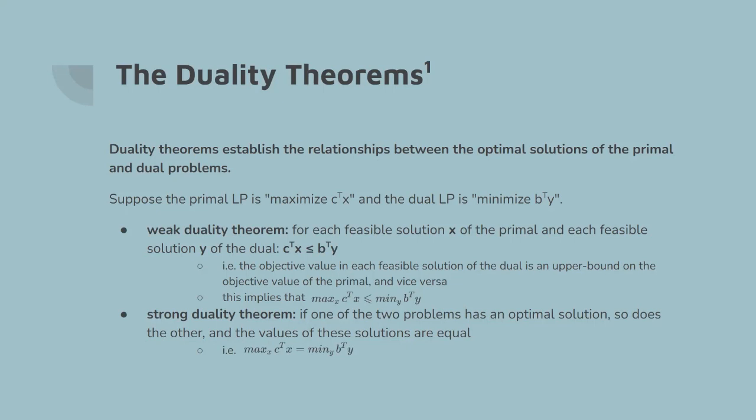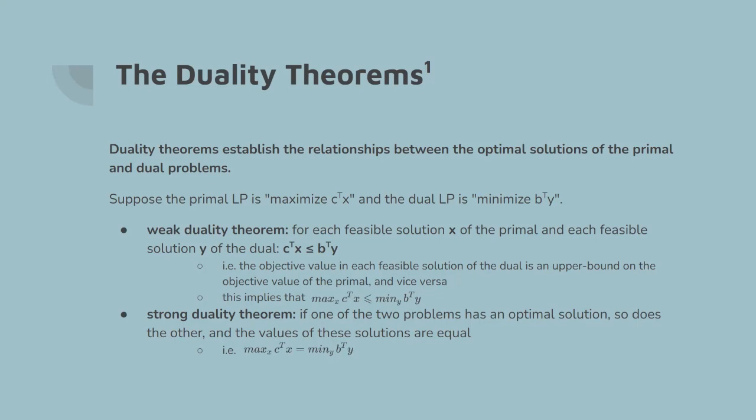In other words, the objective value in each feasible solution of the dual is an upper bound on the objective value of the primal, and vice versa. This implies that the maximum value of c transpose x is less than or equal to the minimum value of b transpose y.